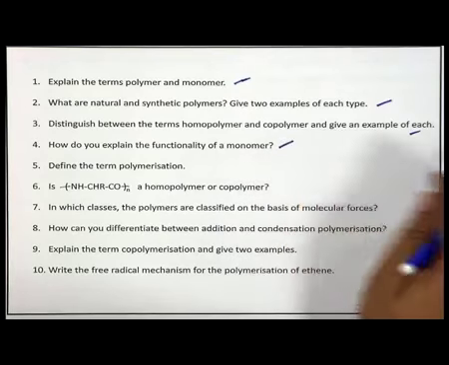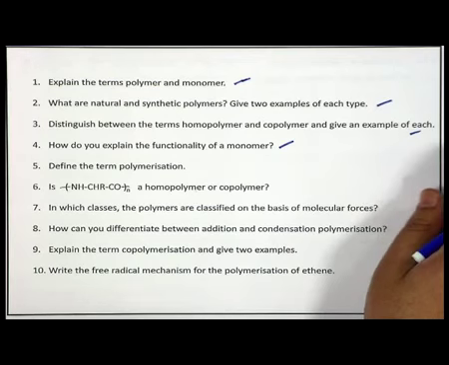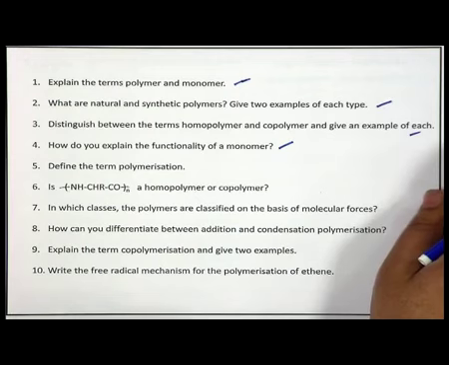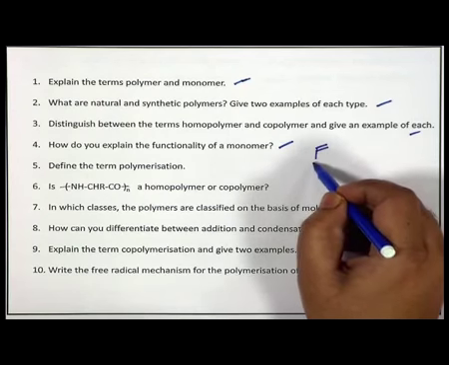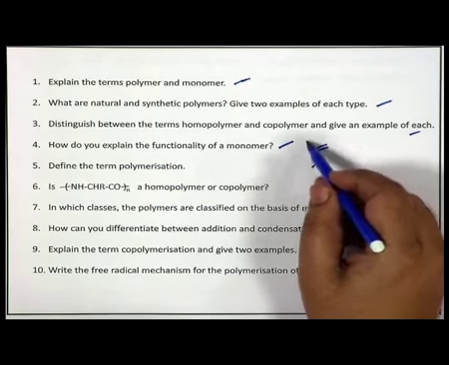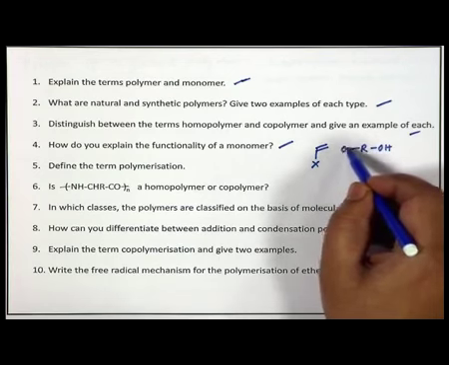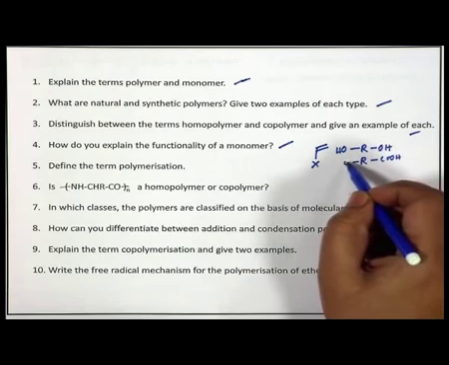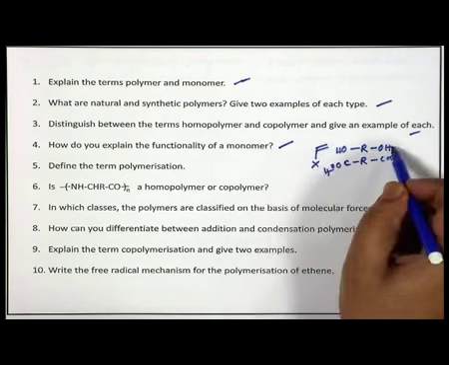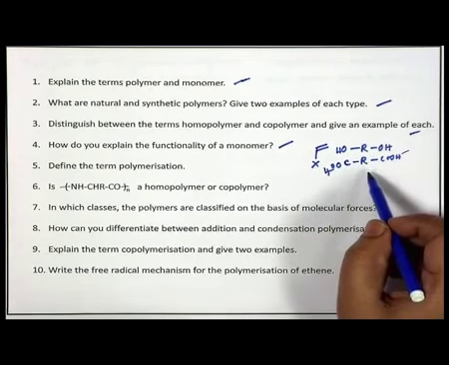What is the functionality of a monomer? Functionality is the number of covalent bonds one monomer can form. So, monomers like ethylene, propylene, styrene contain a double bond, so they can form bonds this way and this way. So, their functionality is 2. All the other monomers like diacids or diols can also form covalent bonds from two sides. So, they also have functionality 2.